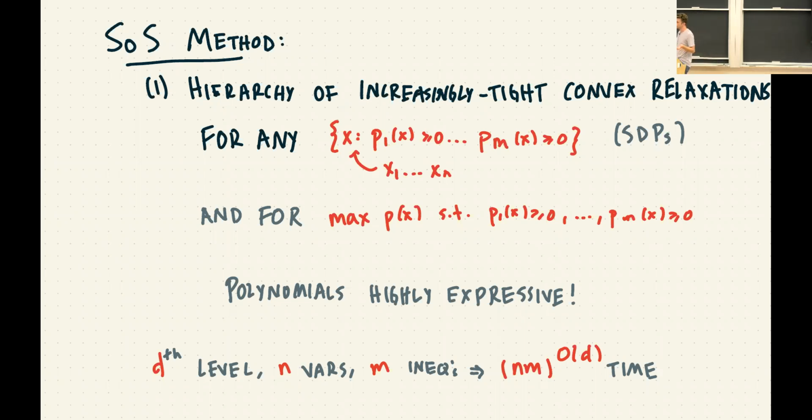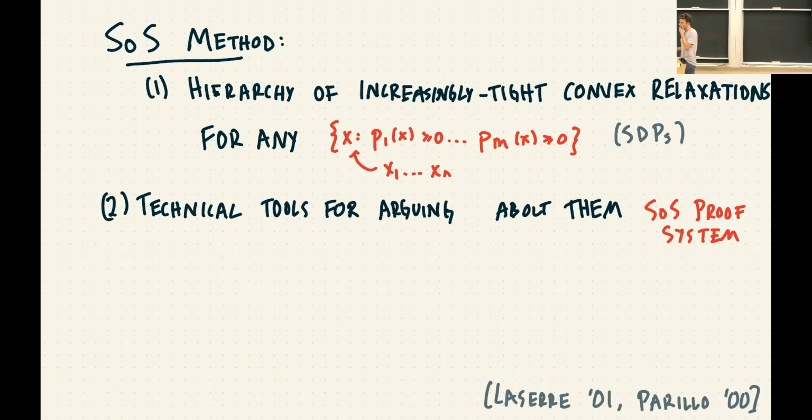Now, why these semi-algebraic sets? Well, polynomials are like a universal mathematical language. Polynomials are just super expressive. And so polynomials are interesting in their own right, but also, almost whatever combinatorial, continuous, whatever problem I'm interested in, I can almost always either approximately or exactly express it in terms of polynomial inequalities. And then I can use this technology.